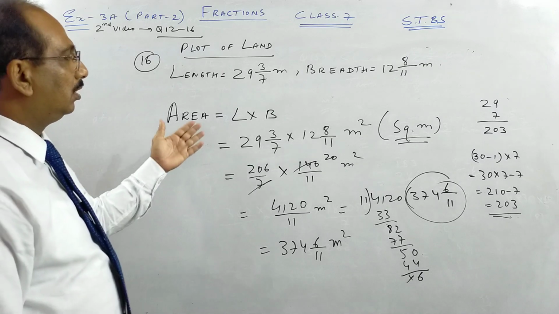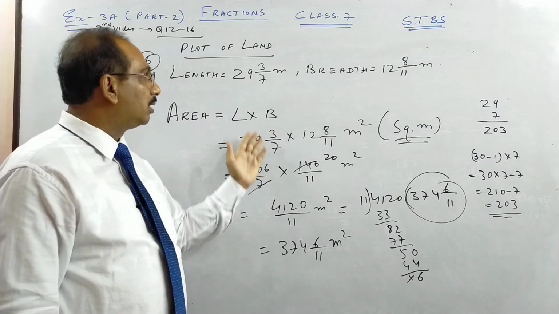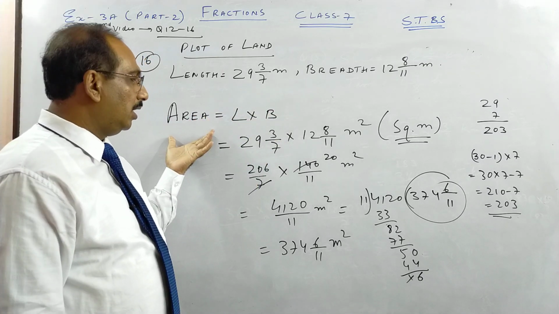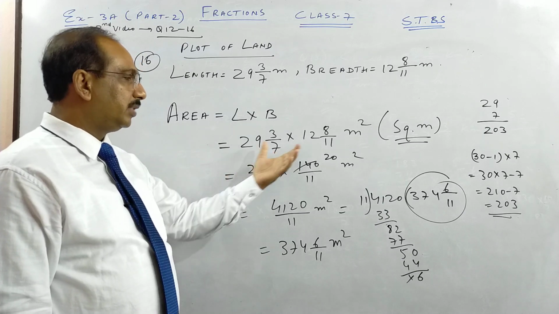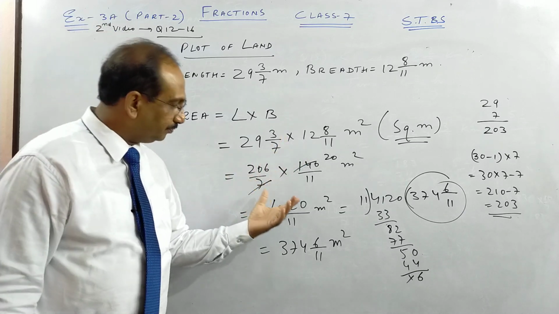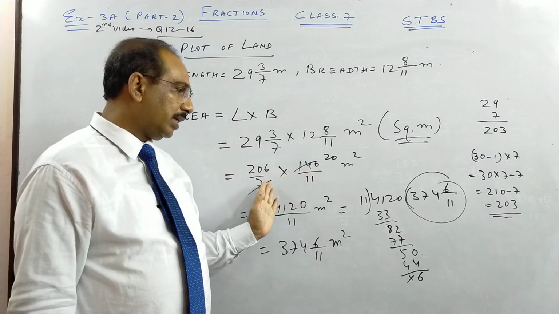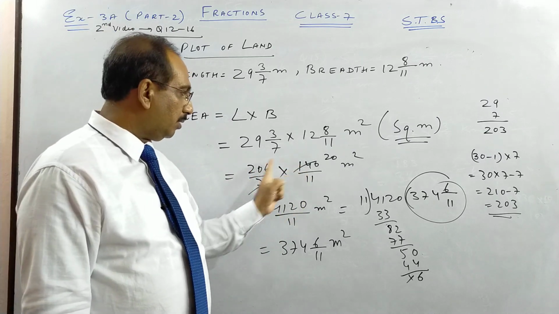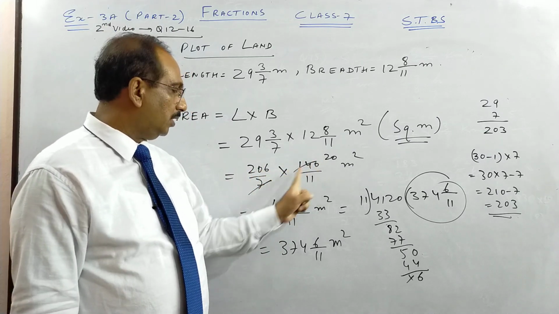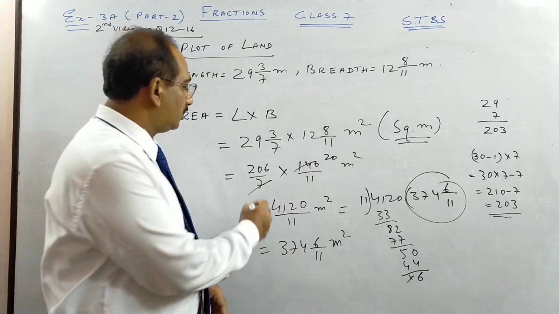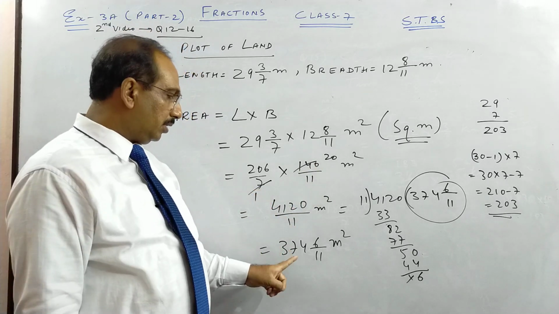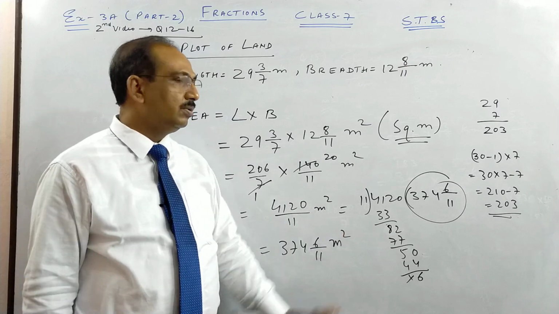So once more, length and breadth is given. We multiply length with breadth. Area, we convert mixed fraction into improper fraction. We multiply whatever cancels, we cancel. We multiply numerator with numerator. Denominator is 11, 1 is here. Then we convert improper fraction to mixed fraction.